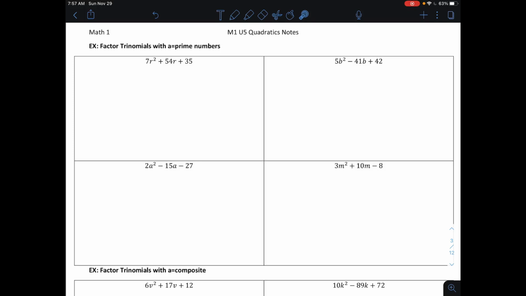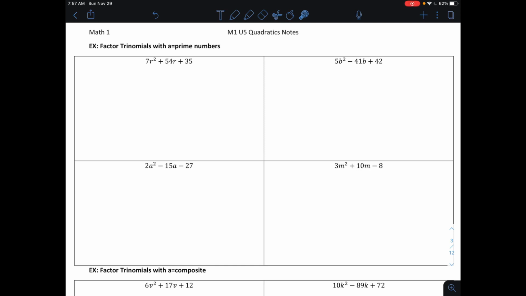In this video, we're going to continue our process in learning how to factor, but this time we're going to be looking and dealing with coefficients in front of the squared term. And in this video, all the coefficients are going to be prime numbers. And I'm going to show you two different ways that you could approach and do these kinds of factoring problems.